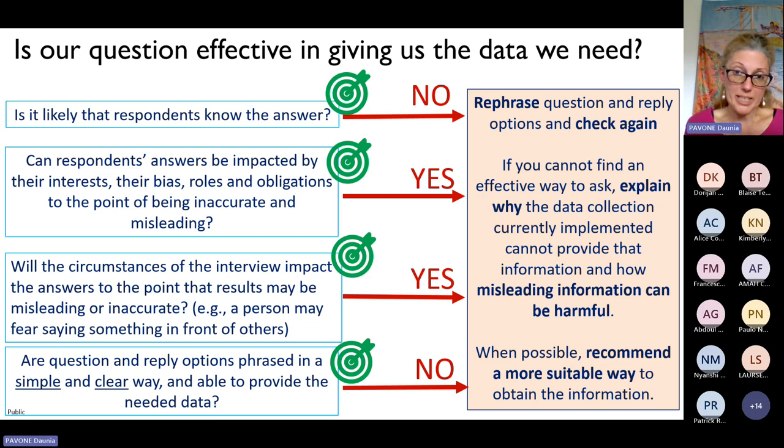But when it comes to effectiveness, there are four things I'd like to remember. It's not a complete list, of course, but it's helping us verbalize and assess why certain questions do not work and find different solutions. So the first thing is: is it likely that respondents know the answer to that question?